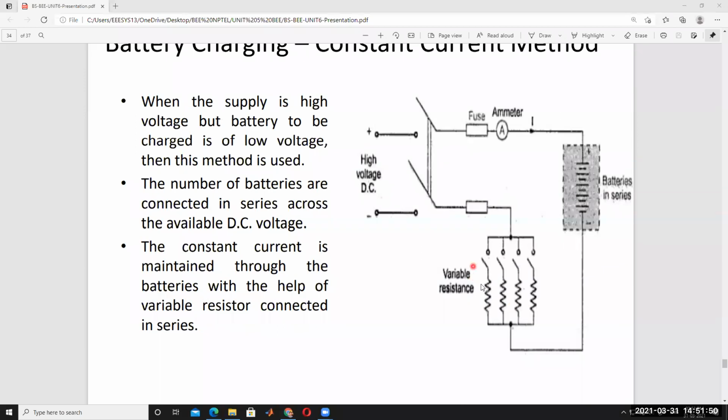By changing the resistance, by adding resistance, we have to maintain the current constant. That can be observed by using an ammeter.